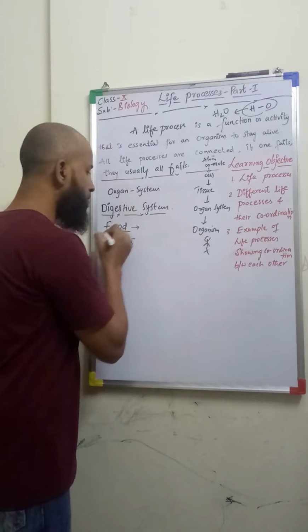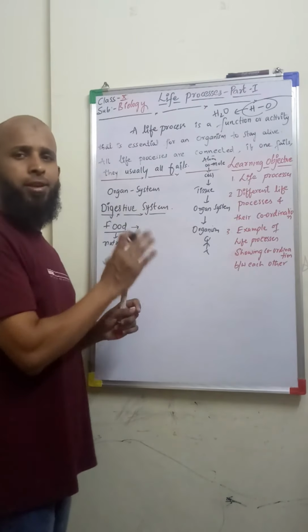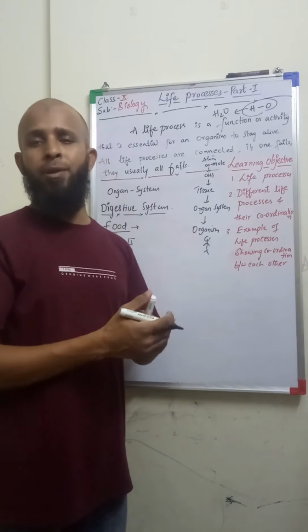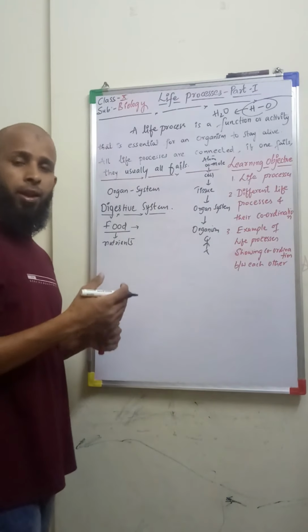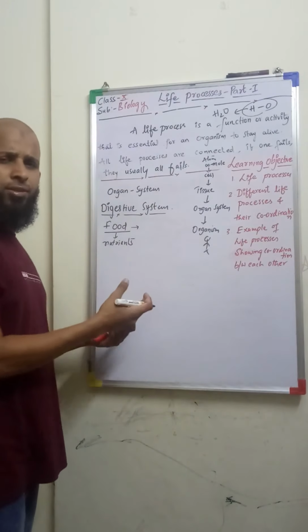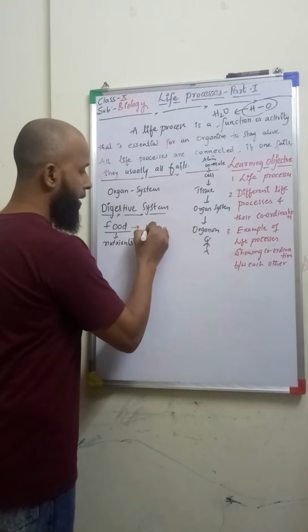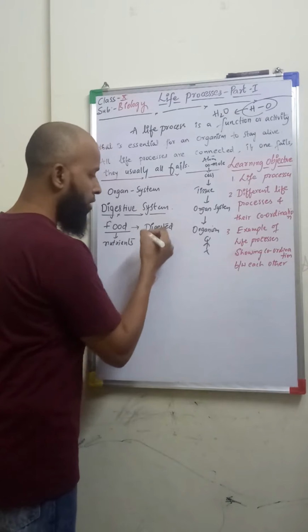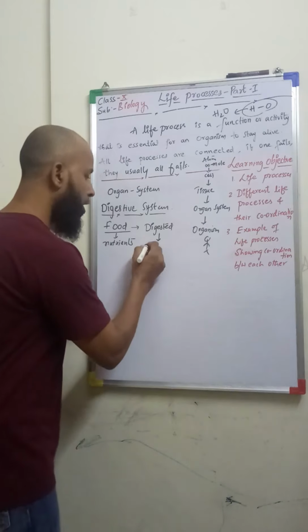So now when we consume this food in the digestive system, what is the food? It's a complex substance which needs to be converted into a simple molecule or simple substance. That's called digestion, as you all know. Okay, so now the food is digested. Now this digested food, after it is digested in the digestive system, gets absorbed.